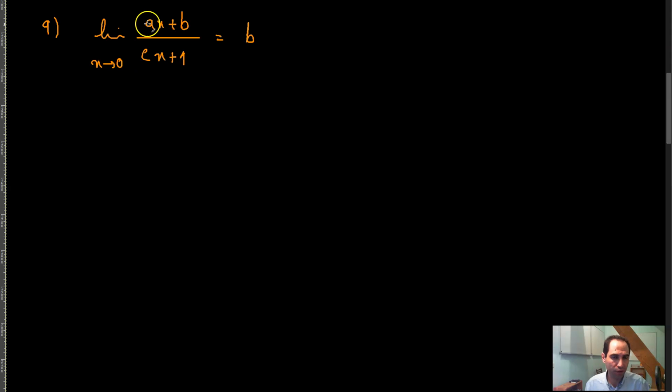So if you put x equal to 0 here, these are two polynomials, or in other words, this is a rational function. So you can write basically 0 times a plus b over basically c times, for example, 0 plus 1, which is equal to b divided by 1, which is equal to b. Simple.